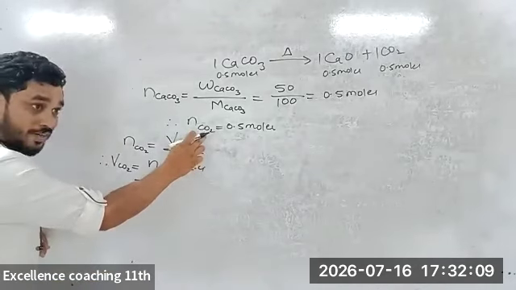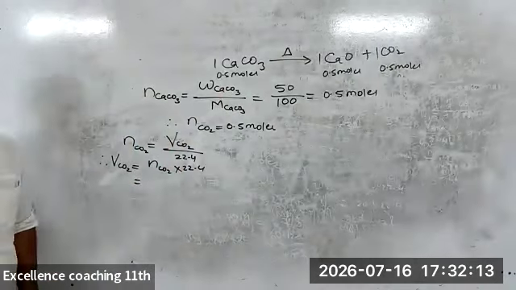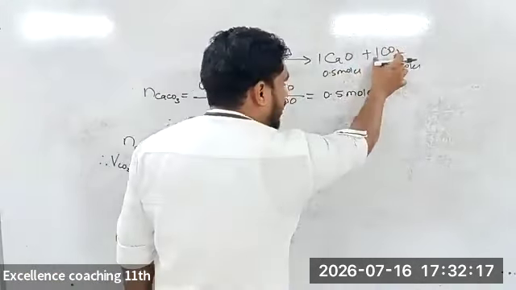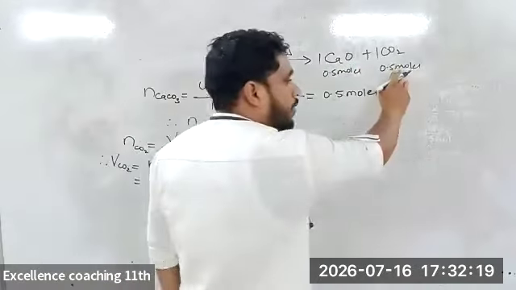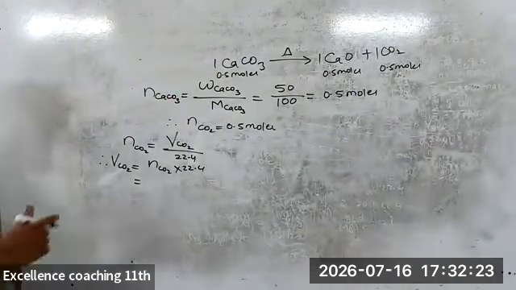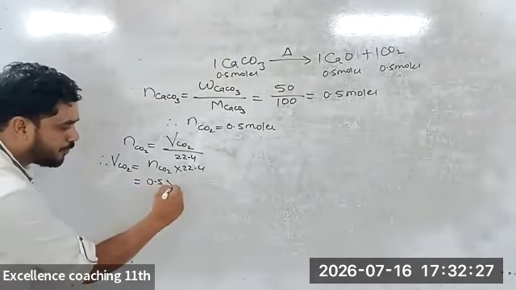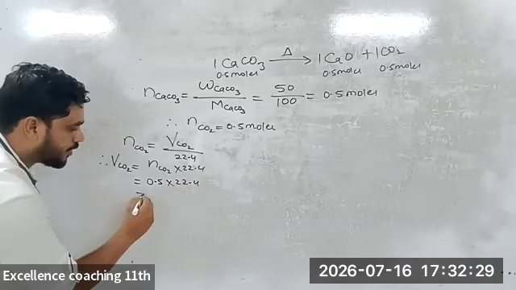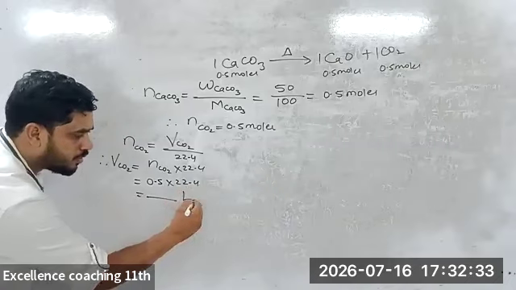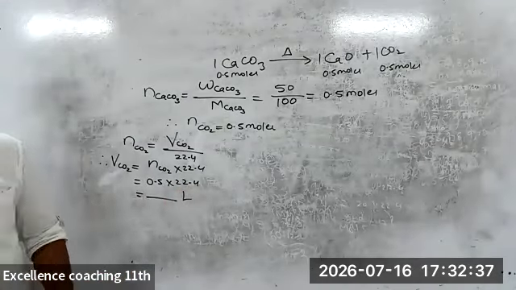We have calculated CO2 from CaCO3. One CaCO3 gives one CO2, so 0.5 moles of CaCO3 gives 0.5 moles of CO2. Little bit of stoichiometry. Therefore, volume of CO2 is 0.5 into 22.4 liters. Calculate this. What will be my unit? Unit is liters. Clear? Take a note of this.